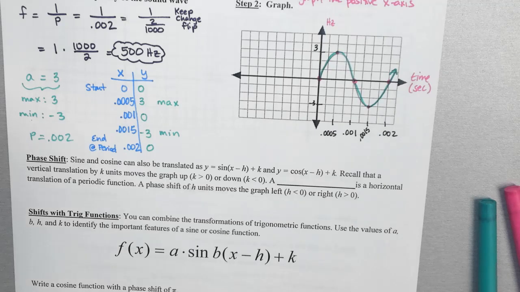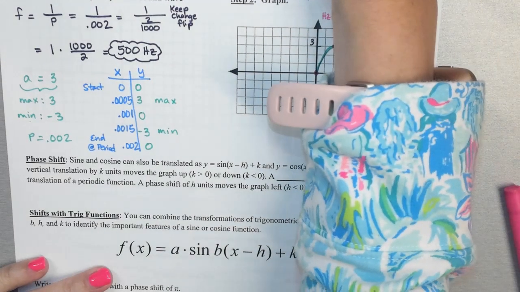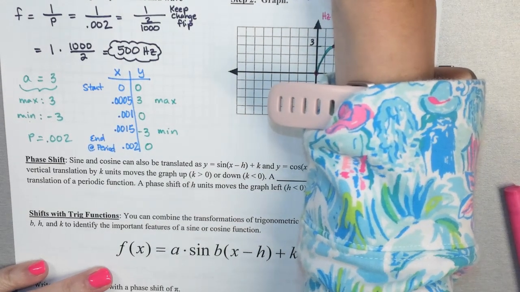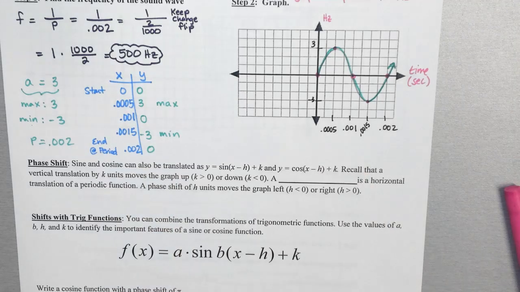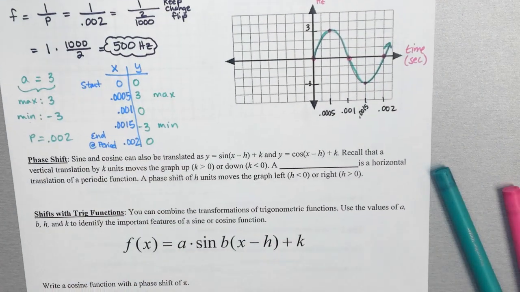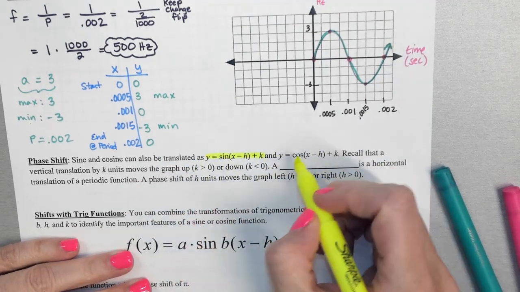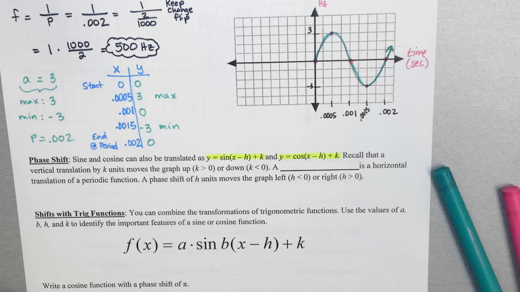Okay, so the next thing we're going to do is talk about phase shifts, which is just another way to say it's a horizontal shift. Okay, but they call it a phase because it's going to be affecting your period of your graph. So they give you these equations to show you what the form is.